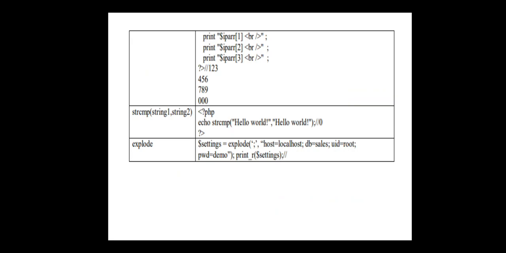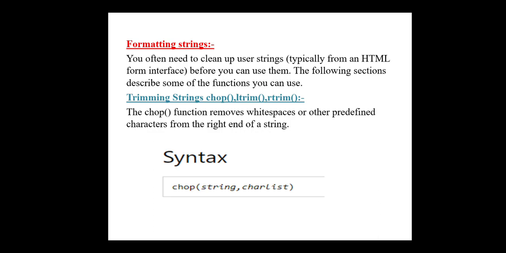Okay, here settings equals explode, host equals localhost, db sales, uid equals road, and pwd equals, then print r, so that we are reading the particular string. So print r is used to read the particular string. Okay, so these are the important functions you should remember when you are working with strings in PHP.